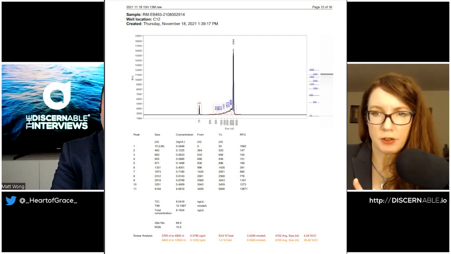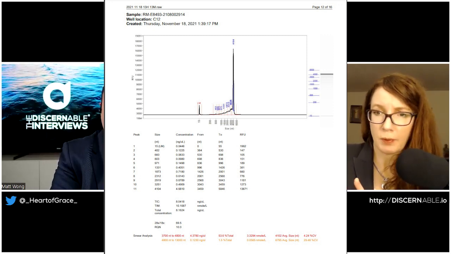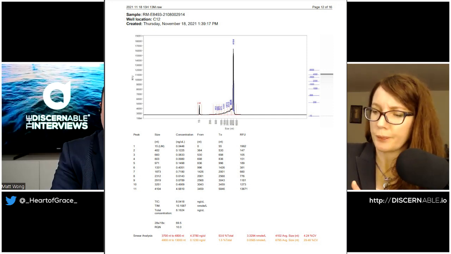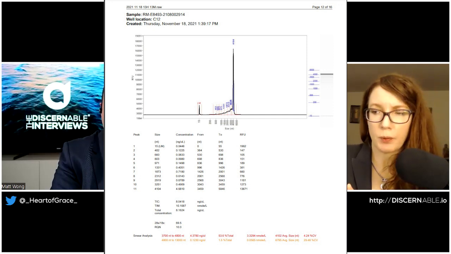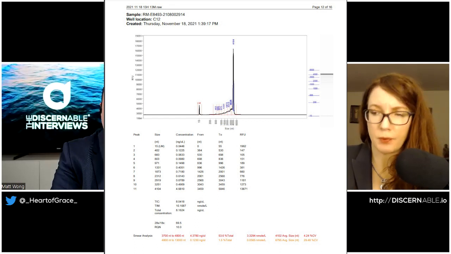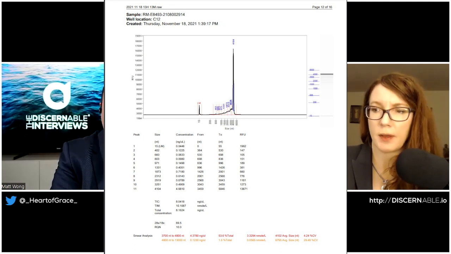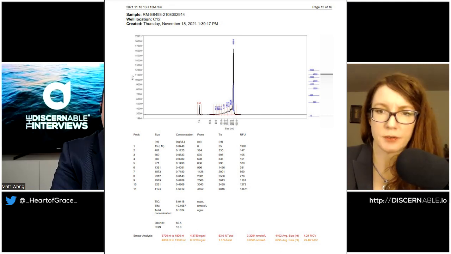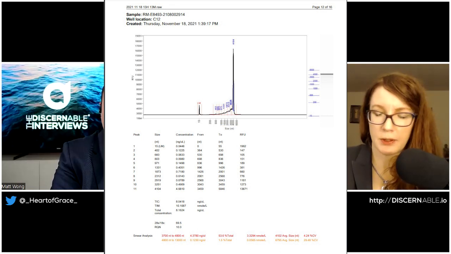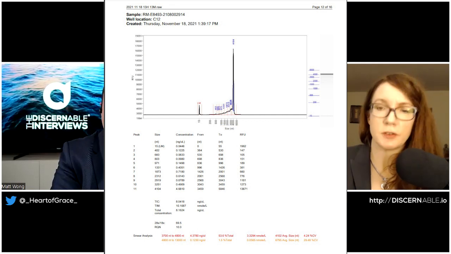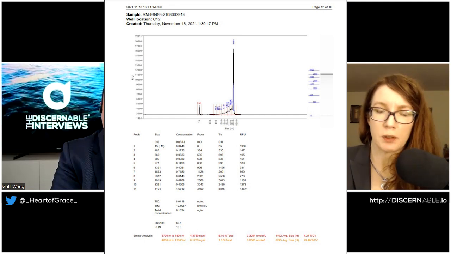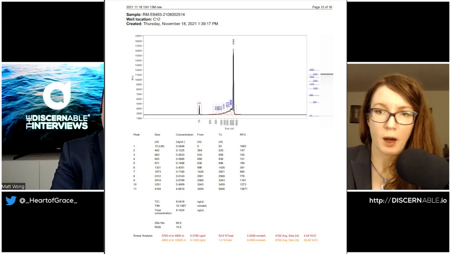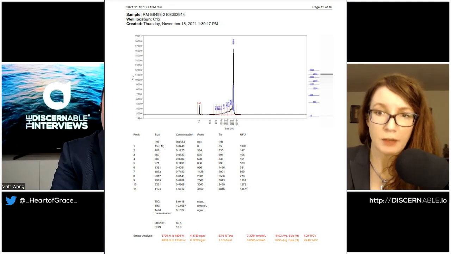When they looked at the batches, and again, they're right on your website and publicly, you can go look. There should only be one peak, and that would represent one full piece of RNA that is meant to be expressed in our cells in our body and produce one protein, and that's it. Your files are showing other fragments in there that don't belong. Other mRNA snippets of code. Yes.